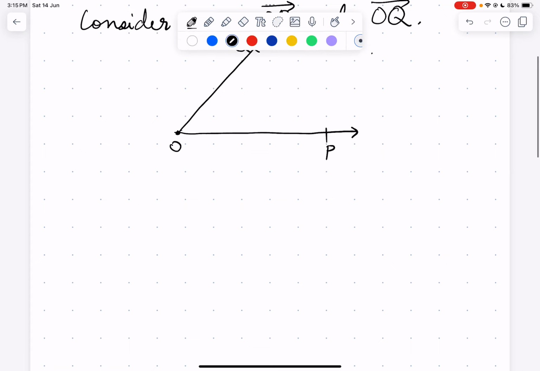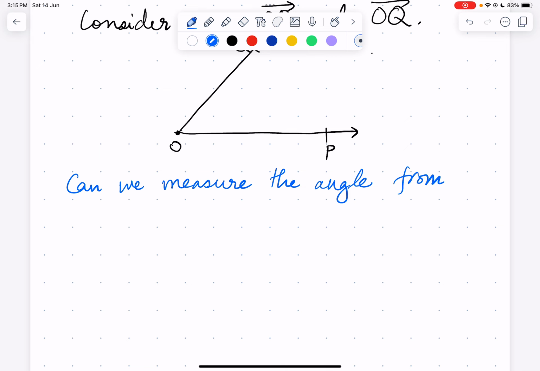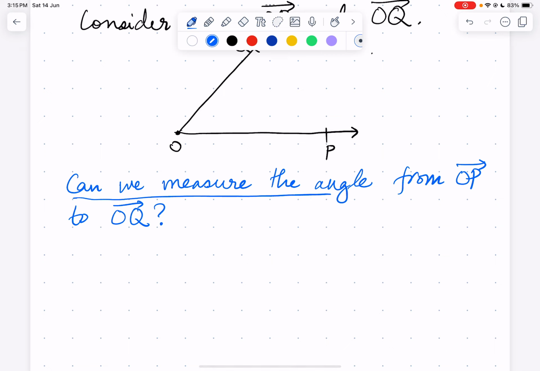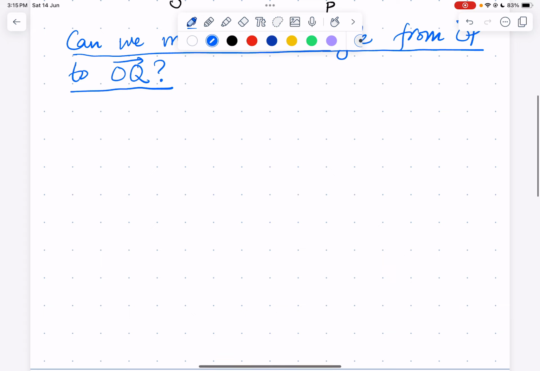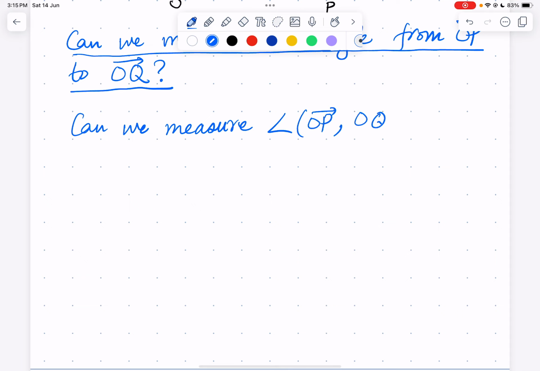We can ask, can we measure the angle from OP to OQ? Given two rays OP and OQ, can we measure the angle from OP to OQ? So more specifically, can we measure the angle from OP to OQ?